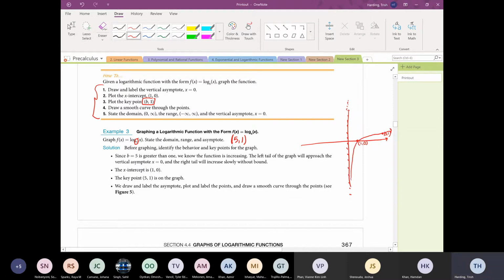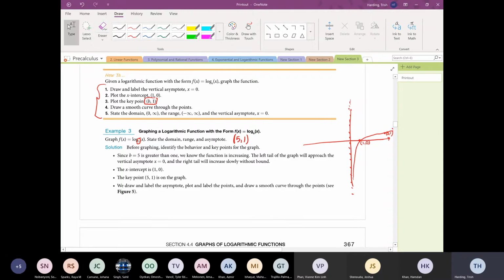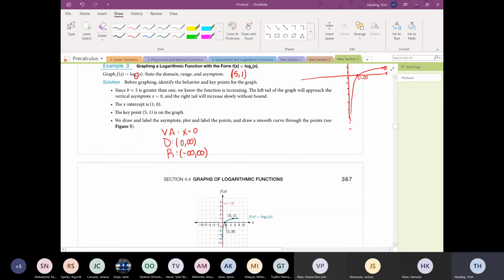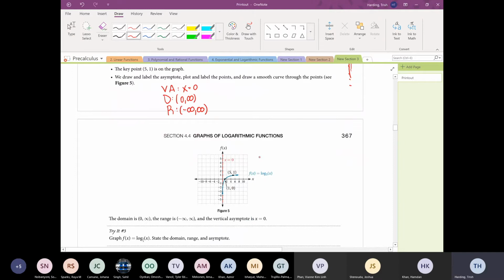So now we will state the domain and the range and the vertical asymptote. You know, of course, the vertical asymptote is x equals 0. The domain will go from 0 to infinity. The range will go from negative infinity to infinity. So those are all my y values that can exist. And here it is. Looks like we did pretty good.